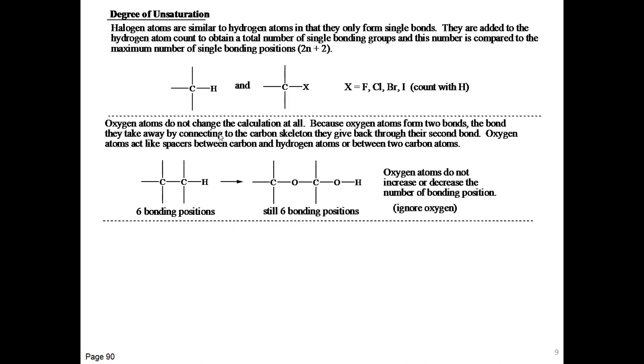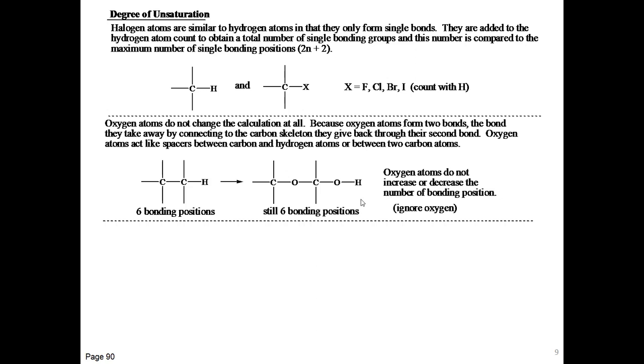If I go to oxygen, oxygen turns out to be very easy. Here would be an alkane, and I could take that oxygen and use one of its bonds to make a bond on the carbon on the left, and the other bond to make a bond on the carbon on the right, and you'll see it doesn't change the number of positions at all. It's a spacer, it just fits in between. I could do the same thing between a carbon and a hydrogen. It's a spacer, it just fits in. So no matter how many oxygens you have, you just ignore them.